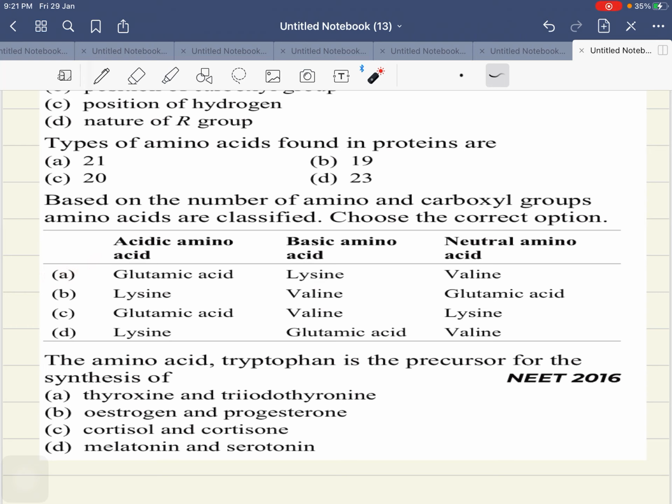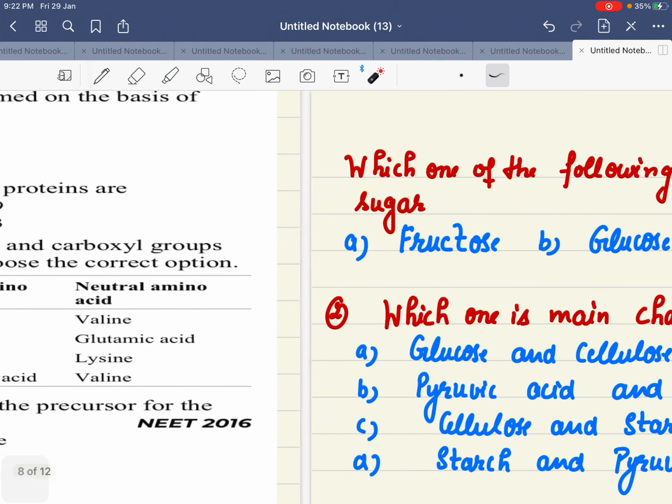Amino acid tryptophan. See, tryptophan is the precursor for the synthesis of thyroxine hormone, estrogen, progesterone, cortisol and cortisone. These are basically hormones. Melatonin and serotonin. What is serotonin? Serotonin is a neurotransmitter, and tryptophan is the best precursor from which you can form other molecules. Basically the reaction starts from here. It is the initiator for the synthesis of neurotransmitters. So in all these options, which one is a neurotransmitter? Melatonin and serotonin. So the correct answer: tryptophan is the precursor for the synthesis of melatonin and serotonin.